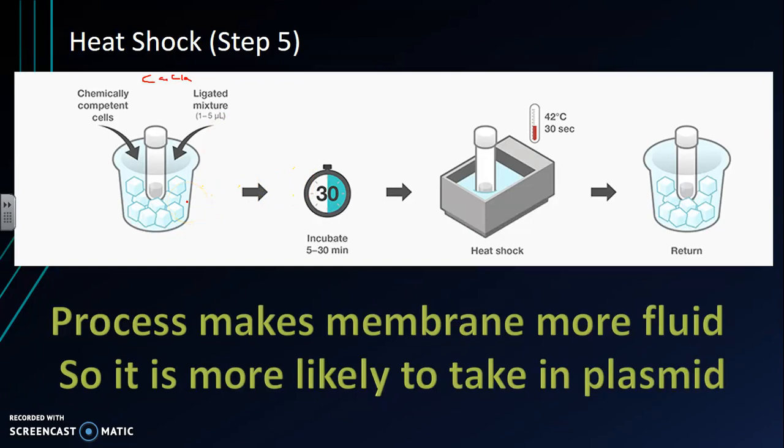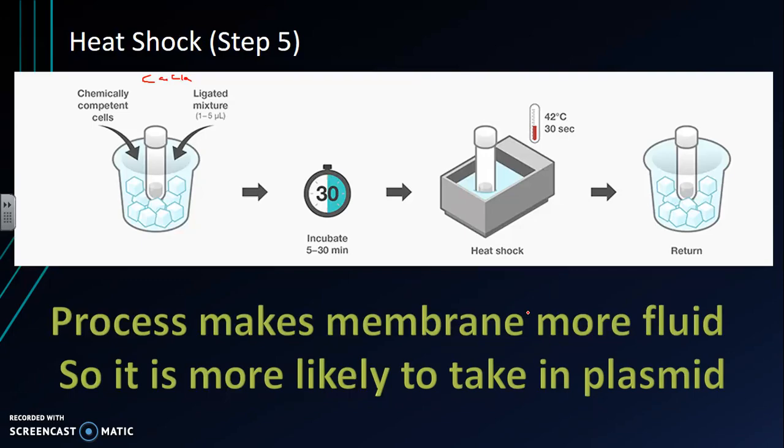Minimum 5 minutes. Then you're going to take this tube and walk it over to a hot water bath that's at about 42 degrees Celsius, and let them sit in it for 30 seconds. After the 30 seconds is up, you immediately transfer it back into the ice. Now, do you need to remember this process? No. You're physically going to do this process at some point. But the point is that putting in calcium chloride on ice, then putting it at 42 degrees Celsius in a water bath, and then putting it back on ice makes the membrane more fluid. It increases the permeability of the membrane, so therefore the bacteria is more likely to take up the plasmid.